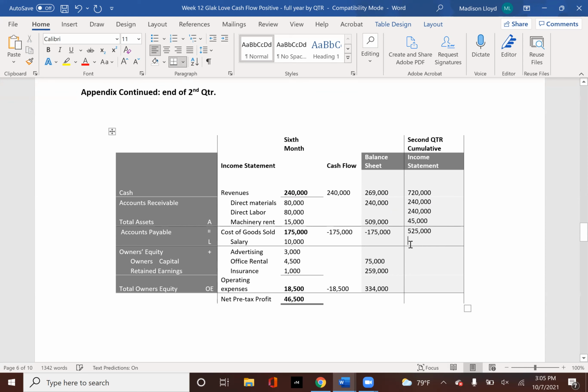$525,000. Salary is always going to be 10,000, so 10,000 times 3, 30,000. 3,000 right here. Advertising times 3 is going to be $9,000. $4,500 times 3 for office rental should be 13,500. Insurance, $1,000 times 3, $3,000. Our operating expenses, $18,500 for all 3 months.